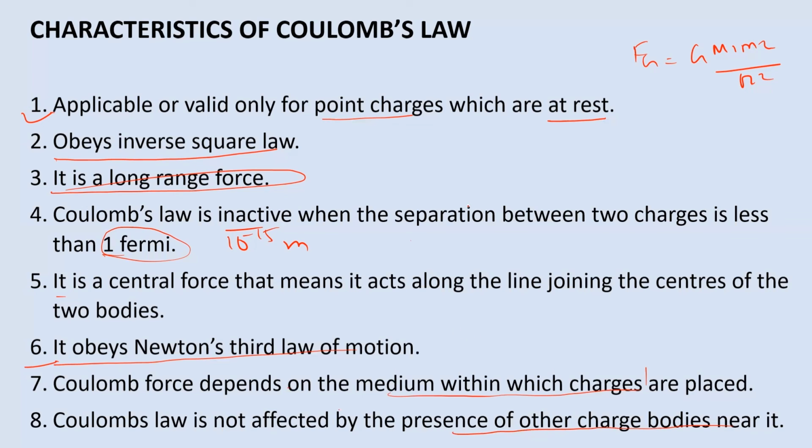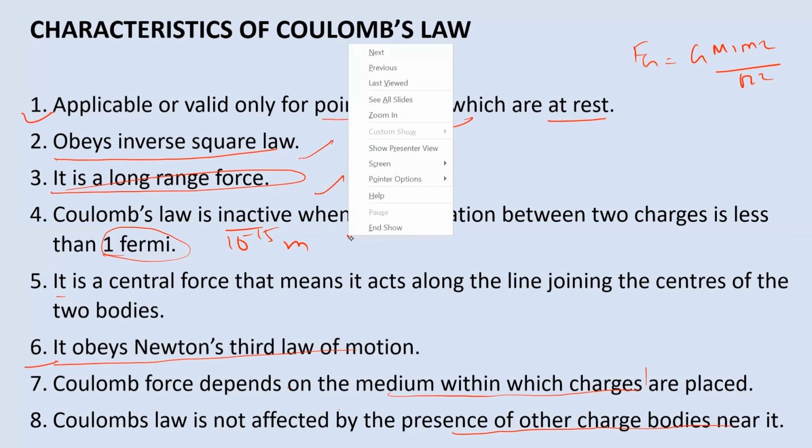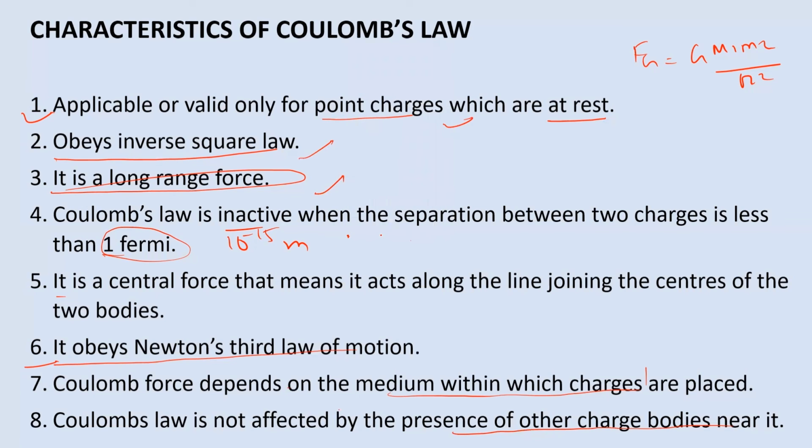I think this is very clear. First, it is for point charges at rest. It obeys the inverse square law. It is a long range force. The separation must not be less than 10 to the power minus 15 meter, which is 1 Fermi. The force always acts along the line joining the centers of the two bodies, which means it is a central force. It obeys Newton's third law of motion. If the medium changes, the Coulomb force will also change, meaning it depends on the medium. And if you place any other charged bodies near the two charged bodies, Coulomb's law will not change.